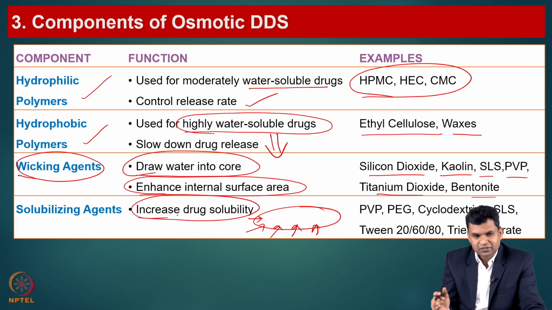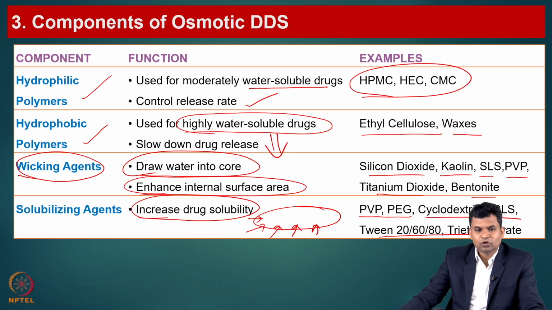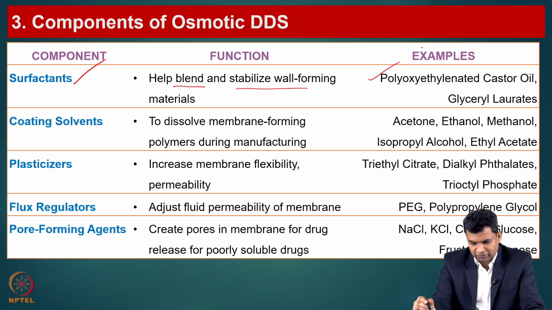If the drugs have some solubility issue, we can use various types of polymers, and surfactants can also be helpful for the treatment of water insoluble drugs. There are other components like surfactants, which help in improving the solubility as well as stabilizing the formulation. These are the various types of agents.